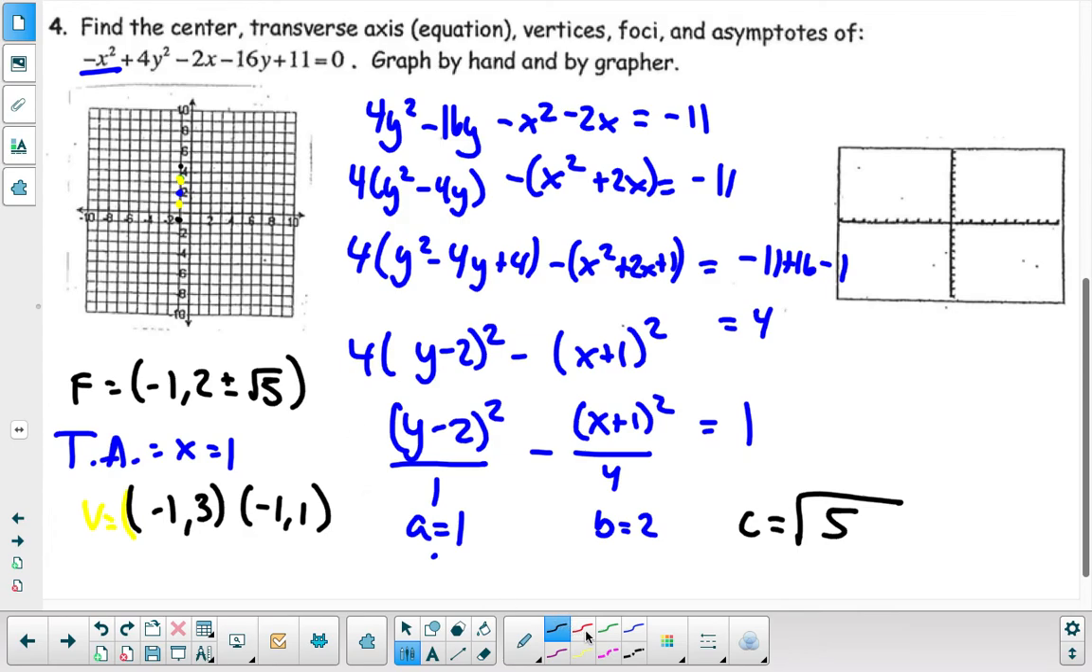Our asymptotes, let's do red on those. It is y minus k, so y minus 2 equals, and we're switching it, plus or minus a over b, so 1 over 2. Messed up again on that. Okay, again, I screw up a lot on this section, so I'm surprised I've caught it this many times. X plus 1. Okay.